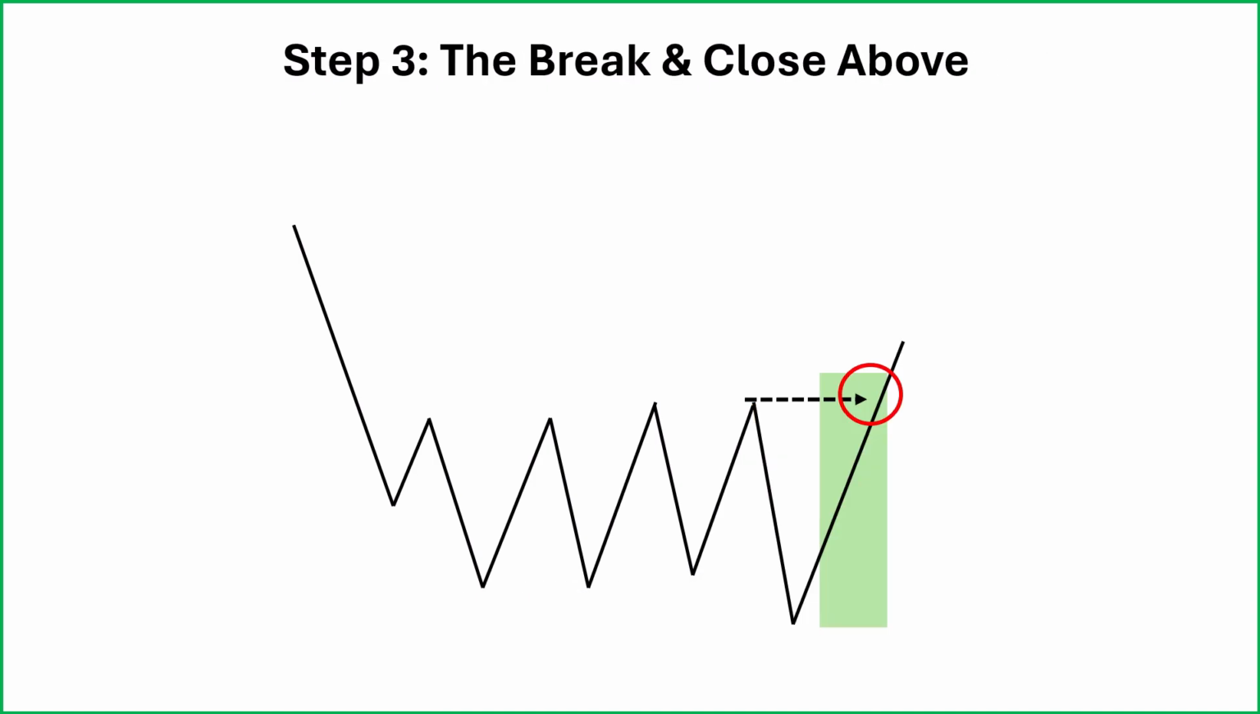Step number 3, the break and close above. Now here's the big clue. We want to see price reverse back up and break above the range, closing above the highs that were set before the sweep. This strong move is our sign of strength, and it shows the buyers have taken control.